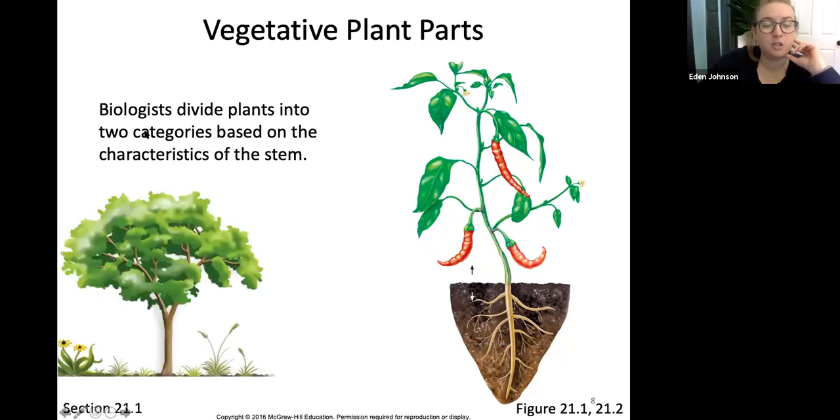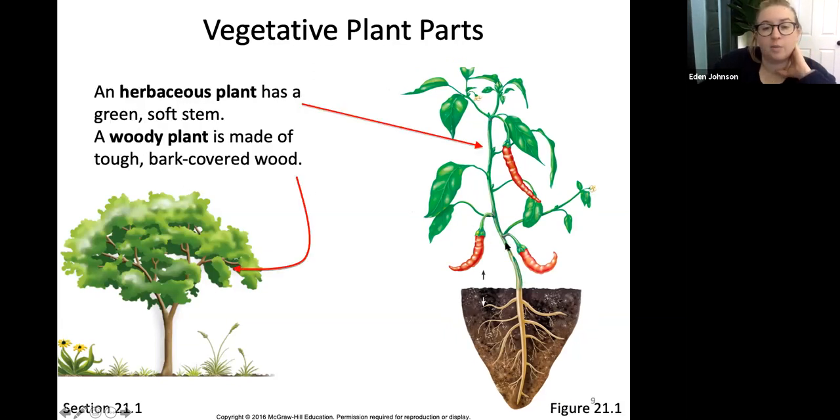All right, so biologists divide plants into two categories based on the characteristics of their stems. You can have an herbaceous plant with a soft green stem, versus a woody plant like a tree. It's made of tough bark-covered wood.